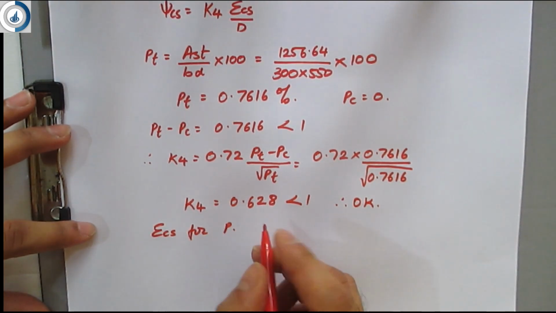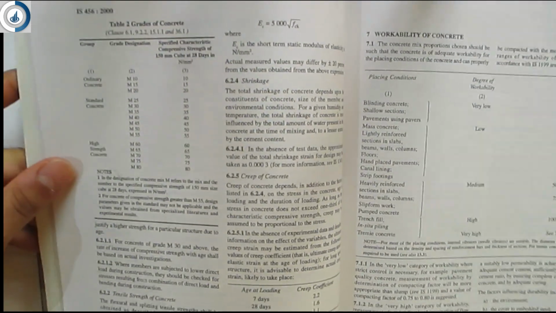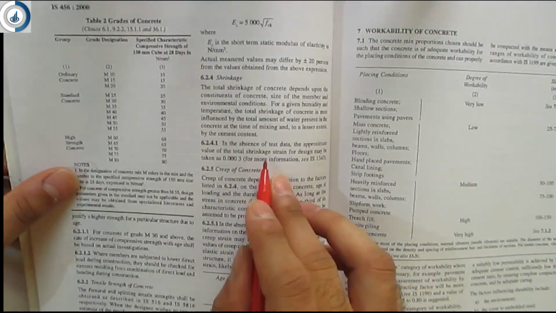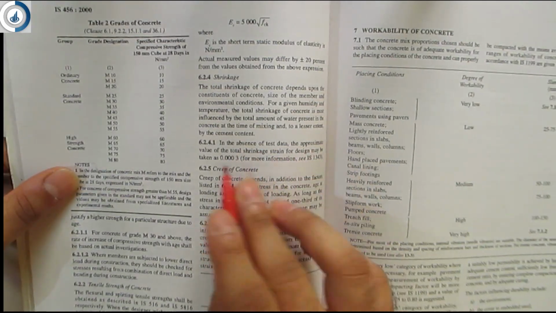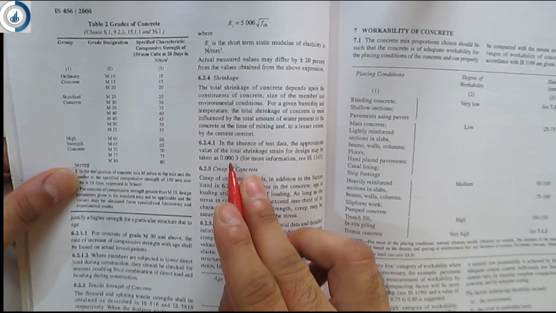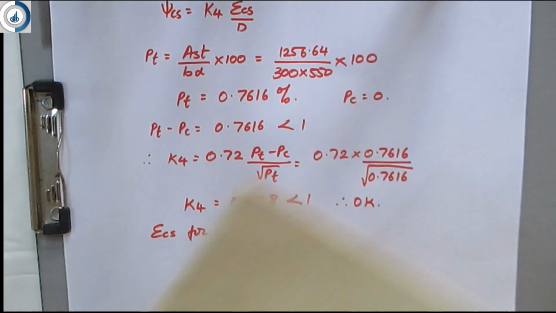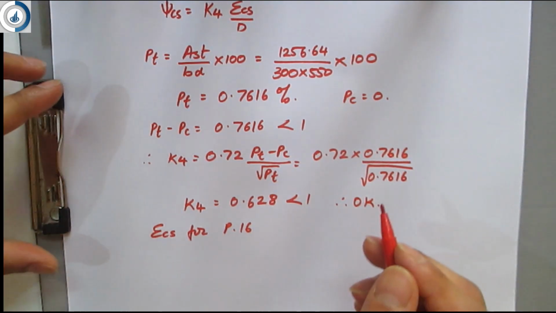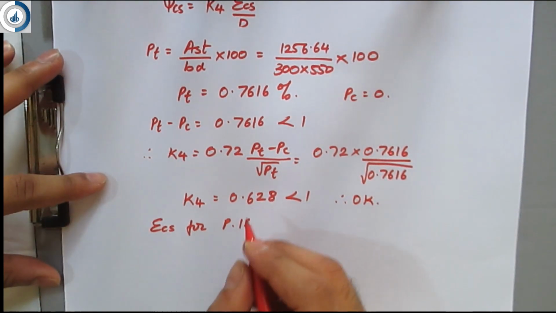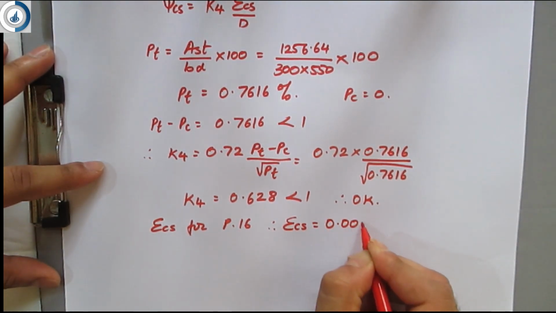And this epsilon CS, from page number 16, I will show you. Most of the time it will be given in your problem itself. If it is not given in your problem, then you have to go to page number 16, and they have given, in the absence of test data, the approximate value of the total shrinkage strain for design may be taken as 0.0003. So this you have to refer. Now it is not given in our problem, so we'll write it down. Therefore epsilon CS is equal to 0.0003.